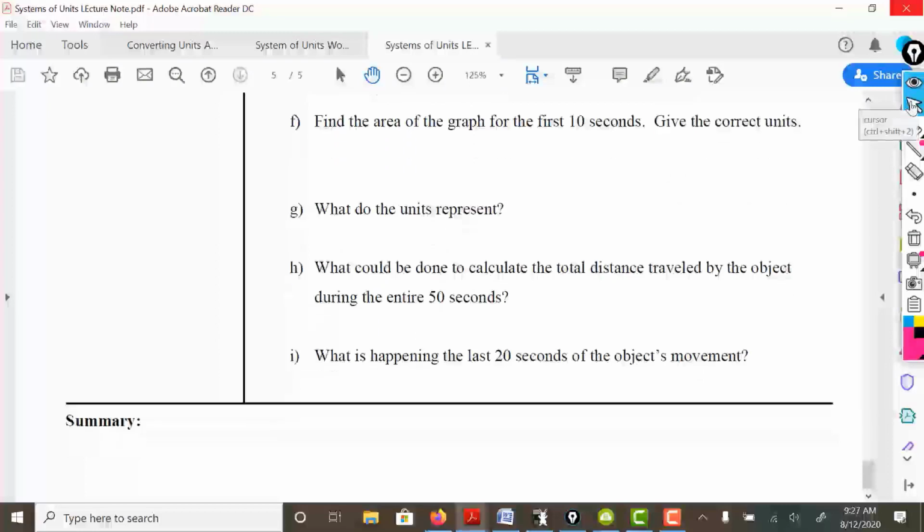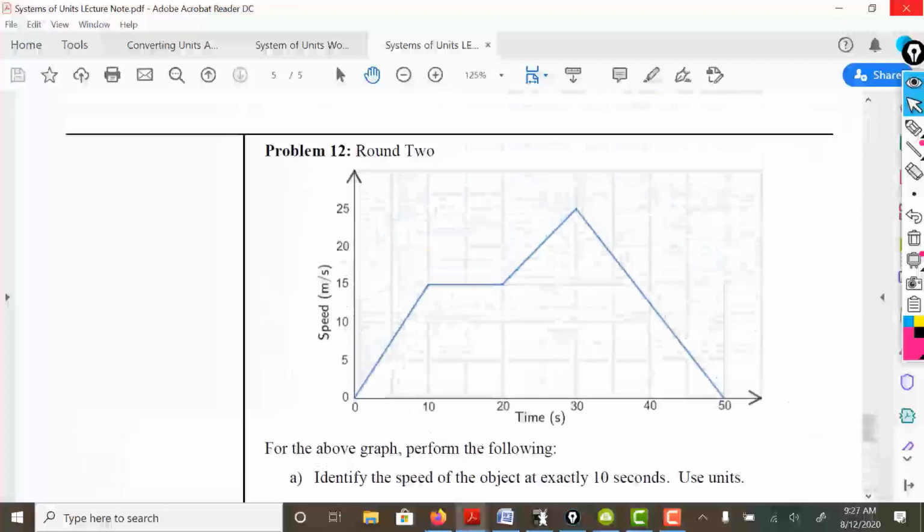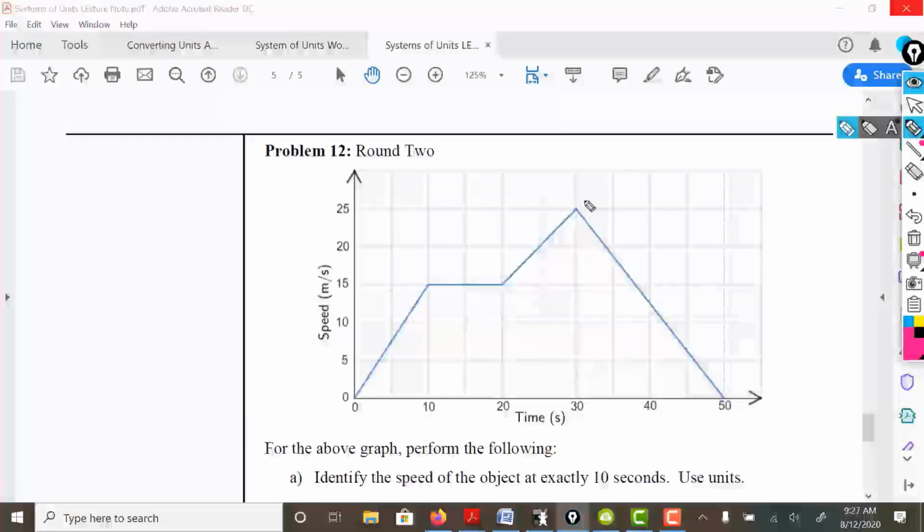What is happening in the last 20 seconds of the object's movement? Let's think of the story. These are the last 20 seconds right here, from 30 to 50. It made it to this top speed, but then at the end, it's going at 0 meters per second. So it's applying the brakes, it's slowing down. But you know from real life that if you start applying the brakes, you're still going to keep traveling. It's called a braking distance.